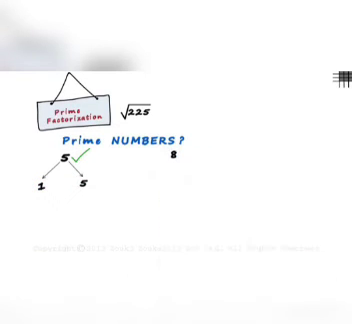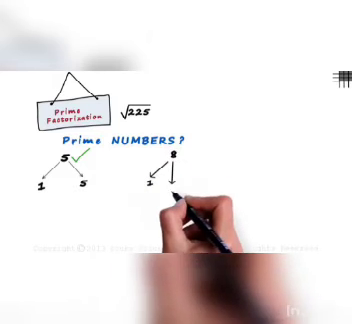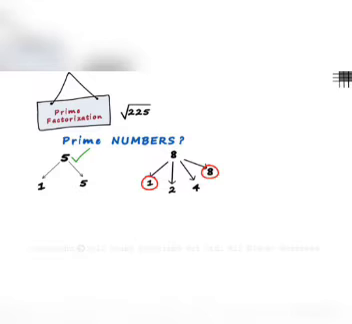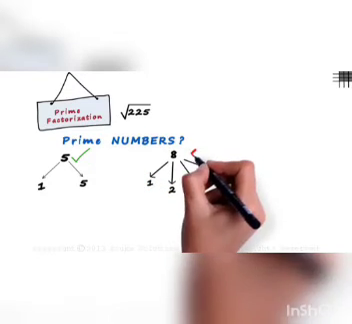Let's consider 8. 8 is divisible by 1, 2, 4 and 8. Apart from 1 and itself, it's also divisible by 2 and 4. Hence, it's not a prime number.